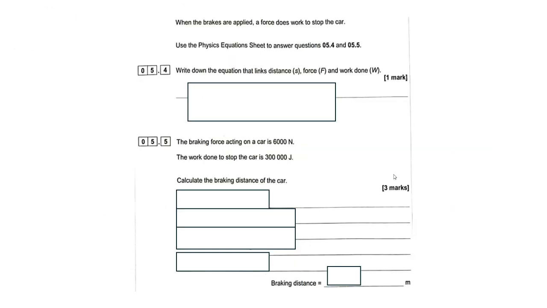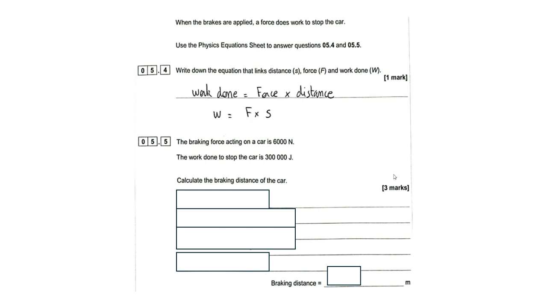Next question. When the brakes are applied, a force does work to stop the car. Use the physics equations sheet to answer questions 5.4 and 5.5. Write down the equation that links distance, force, and work done. If you look at the equation sheet, you will find that work done equals force times distance. The symbol for work done is capital W and is measured in joules. Force, the symbol is capital F, measured in newtons. And distance has the symbol s and is measured in meters.